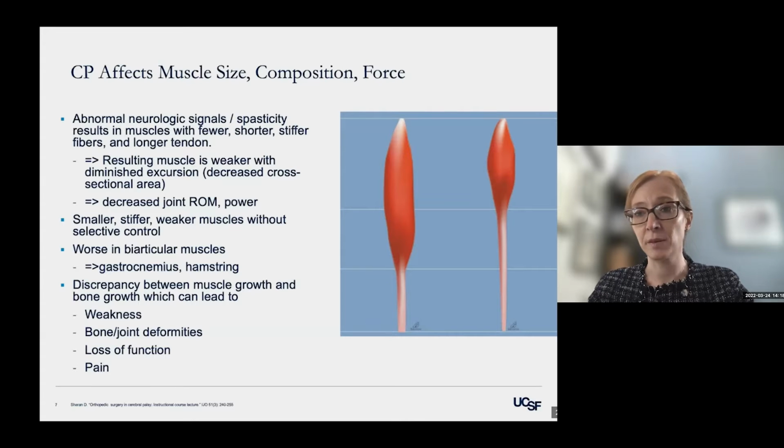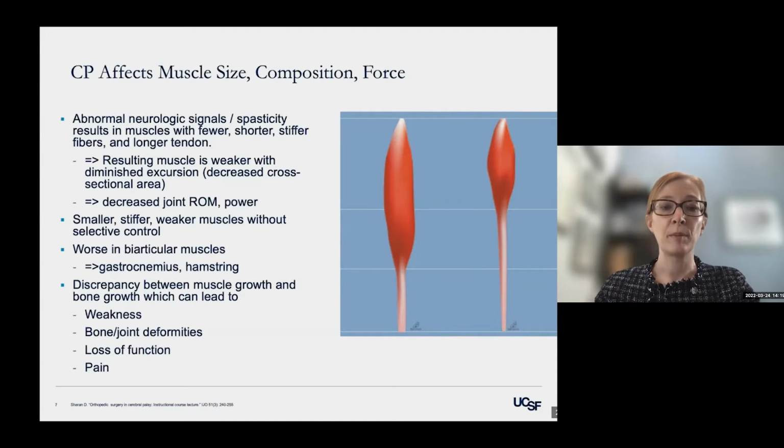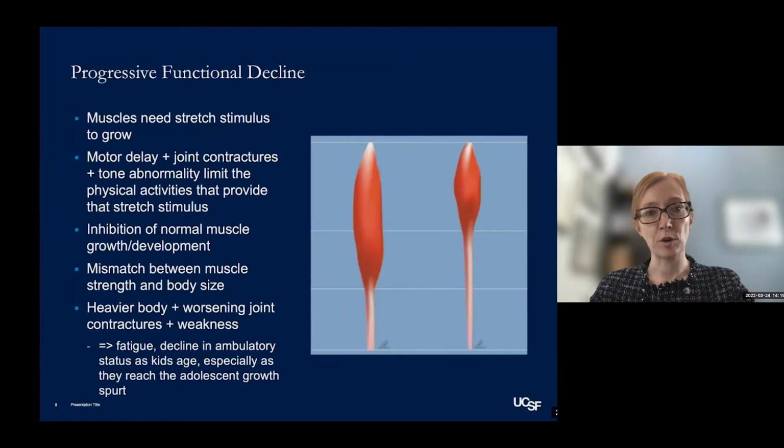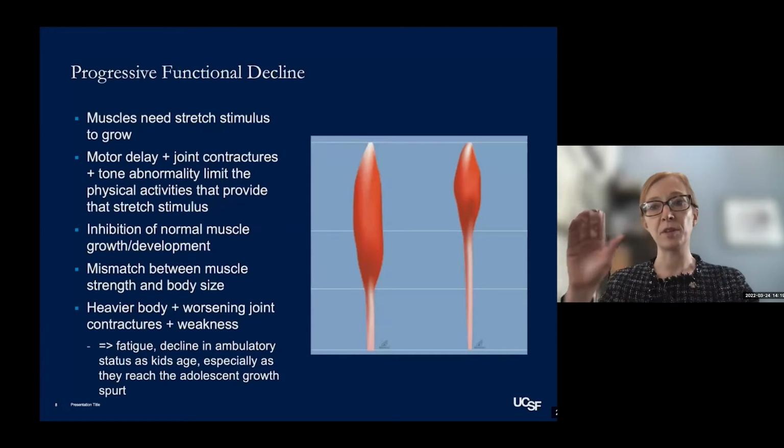And this is worse in the biarticular muscles, those that cross two joints. So for example, the gastrocnemius or the hamstrings, those muscles tend to be most profoundly affected. And then there's a discrepancy between the muscle growth and the bone growth, which can lead to weakness, bone and joint deformities, loss of function, and pain. And there's also this progressive functional decline. As we said, it's a static encephalopathy, but the motor decline is progressive.